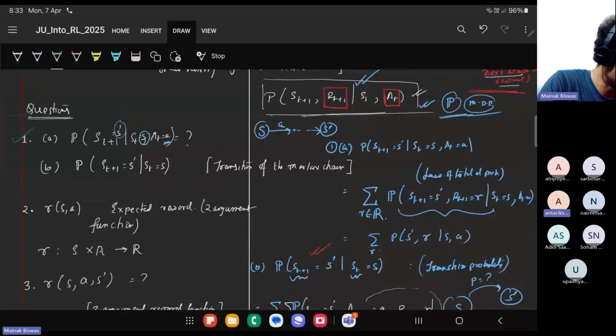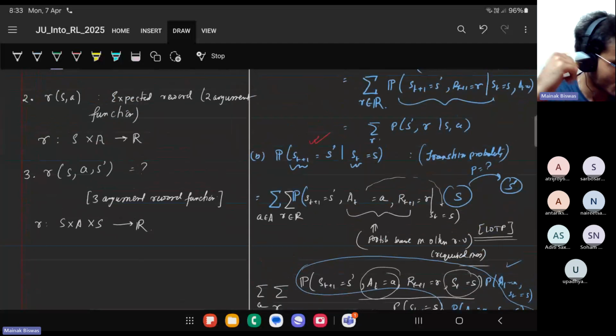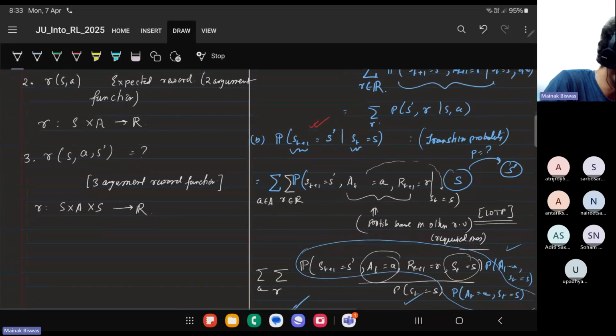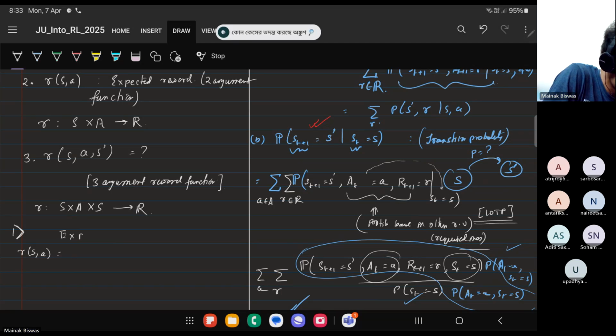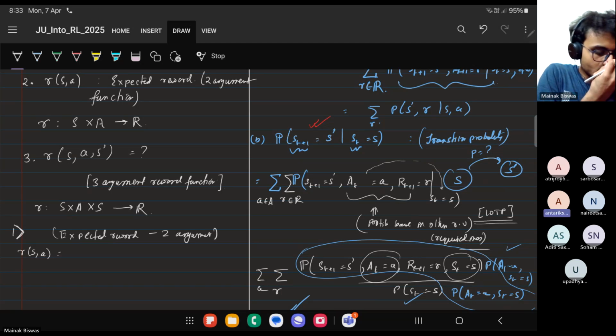Now let's try to understand some interesting questions. For example, now we are slowly getting into rewards. So how do we deal with rewards? All this while I was dealing with transition probabilities. So the first thing I'll do today is, what is state and action? What does this mean? So this is the expected reward. And this is a two argument function. What does this mean? And we have to find the value of this function.